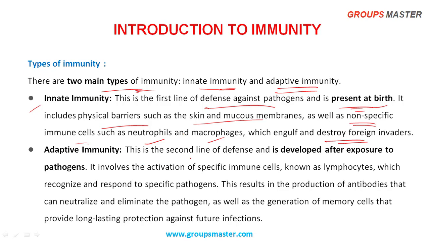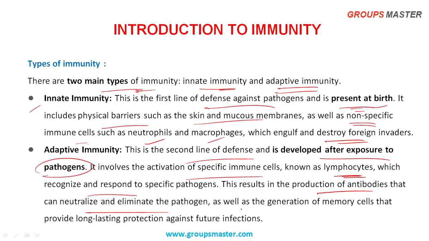Adaptive immunity, next one. This is the second line of defense and it is developed after exposure to pathogens. It involves the activation of specific immune cells known as lymphocytes which recognize and respond to specific pathogens. This results in the production of antibodies that can neutralize and eliminate the pathogen, as well as the generation of memory cells that provide long-lasting protection against future infections.